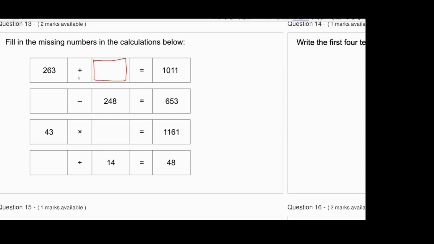Yeah, you'd have to take away, the opposite of plus. So we'd have to do 1011 take away 263, and just carefully take them away, not to throw the marks away. So we borrow. 1 take away 3, can't do it. I borrow. 10 take away 6 is 4, 7. So I get 748 there.